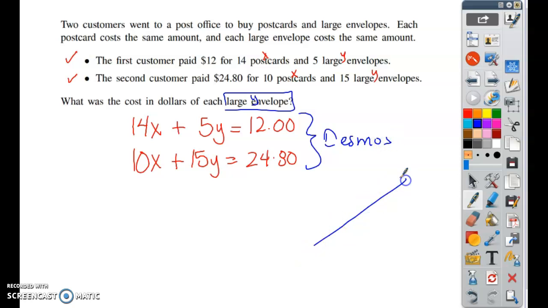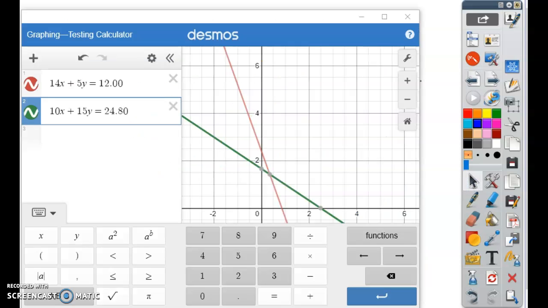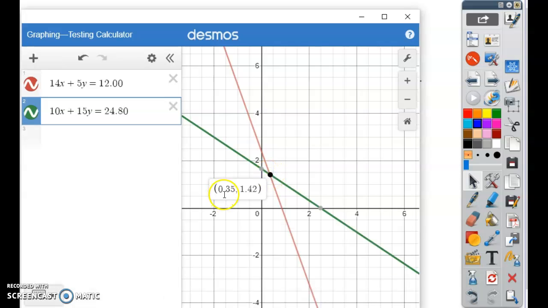Okay, they're going to cross. And I'm looking for the y. Whatever that number is, that's going to be my large envelopes. So go ahead and pause the video, put both of them in decimals, and let's find the answer. So here's my two equations in decimals. This is where they crossed. This is how much the postcards cost, and this is how much the large envelopes cost.